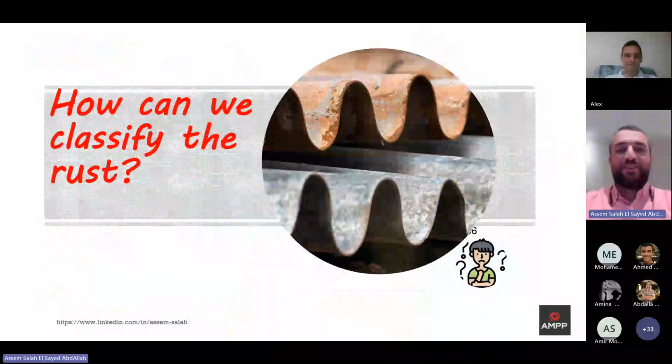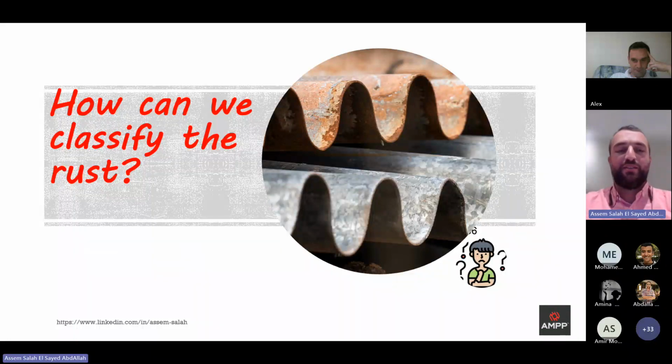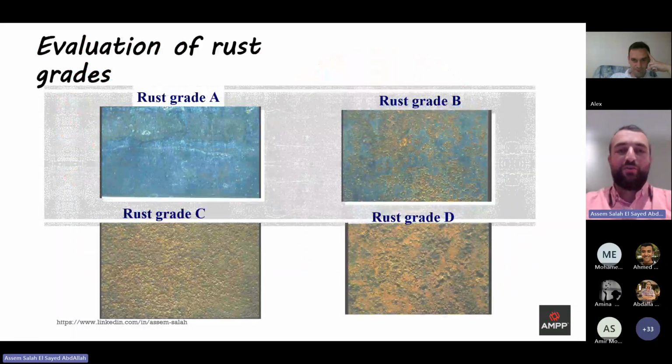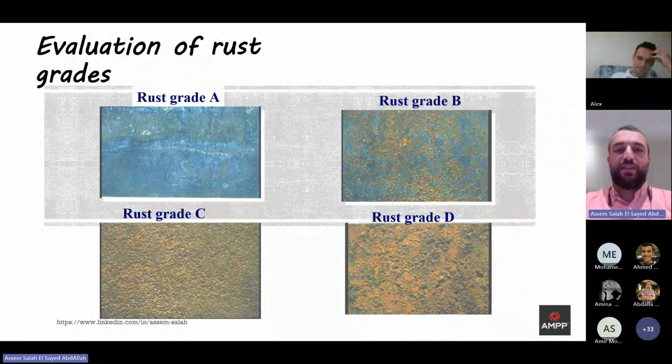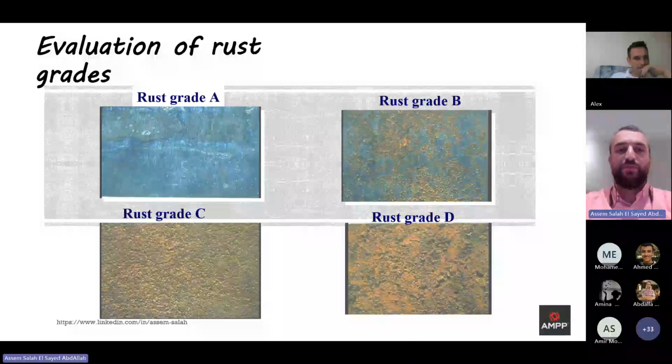Absolutely. Okay, and now we are going to another point. How can we classify the rust? Does the rust have the same grade? The answer, I think, is no. We have four grades for rust as per the ISO, I think all steel painting standards. We have four degrees for rust: rust grade A, rust grade B, and C and D. And what is the difference between these four types of rust?